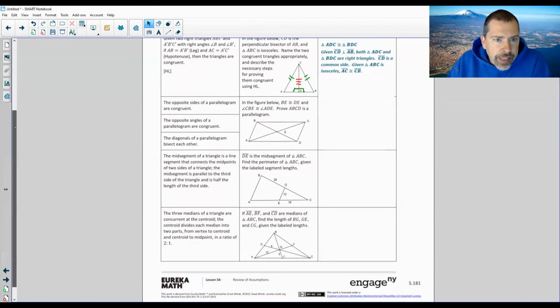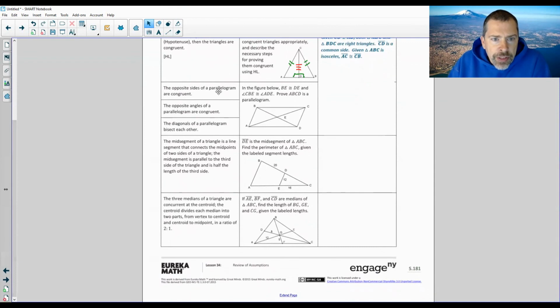Okay, this one's quite lengthy. The opposite sides of a parallelogram are congruent. I'm just going to label this as I go. So I know AB is congruent to CD. I know BC is congruent to AD. Opposite sides of a parallelogram are congruent. The opposite angles of a parallelogram are congruent. So I know that the measure of angle ABC is congruent to angle CDA or ADC. I know that the measure of angle BAC is congruent to the measure of angle DCB by this.